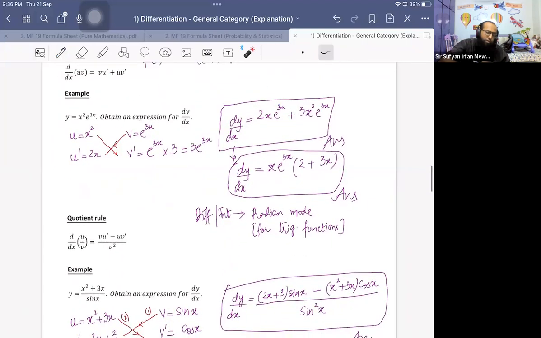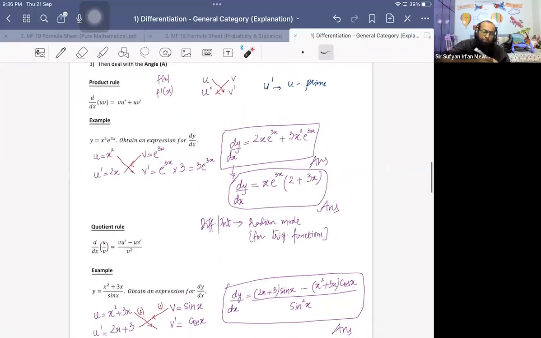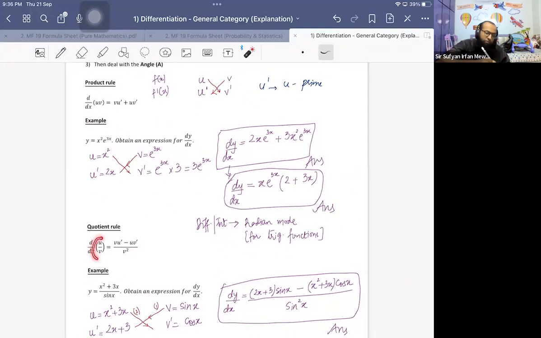Okay, then if you check out the application of quotient rule, if two functions are being divided, the function in the numerator is u, the function in the denominator is v. We differentiate u, we get u prime. We differentiate v, we get v prime.